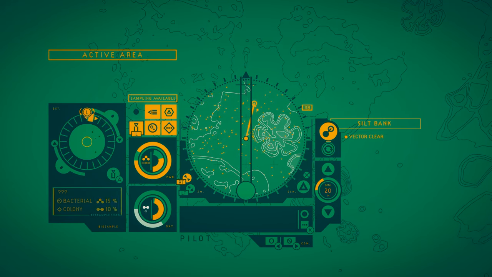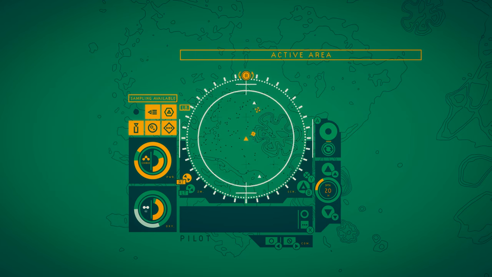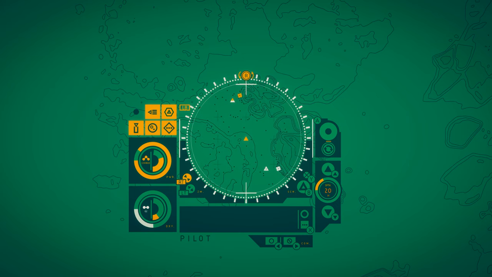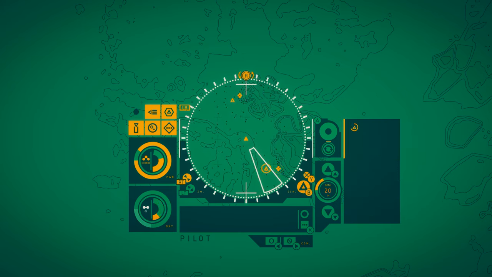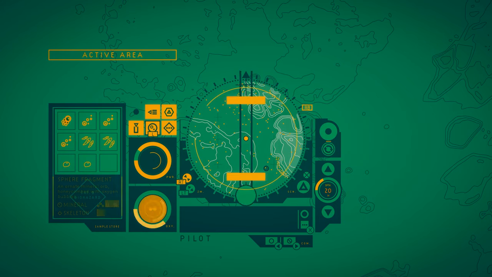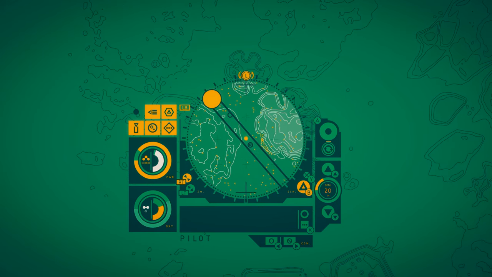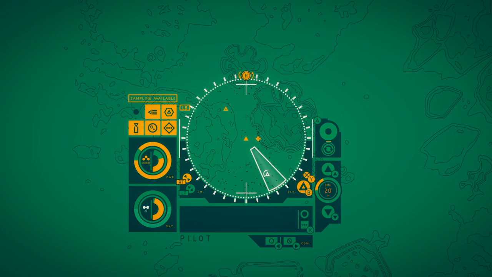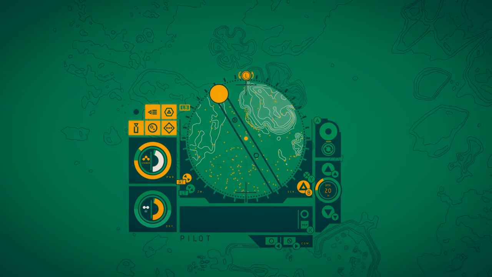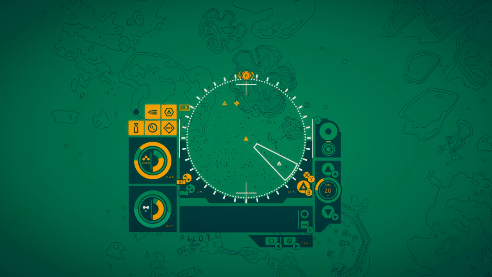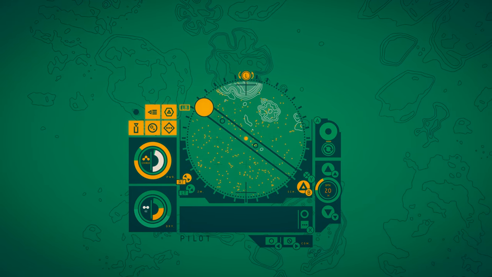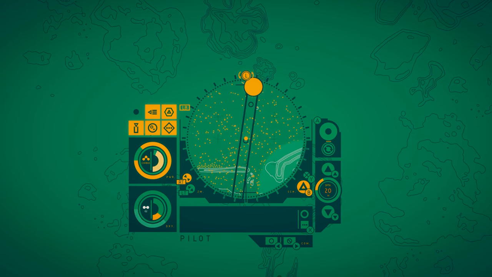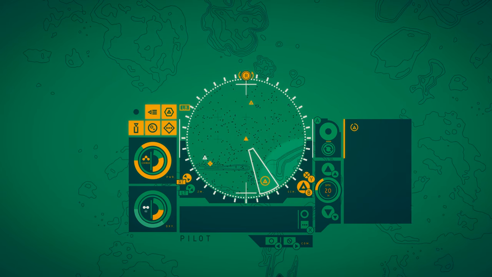Can I get samples real quick? Can't read that, unfortunately. Hold on. Oh, that's something new. We got one of it, though. We gotta be near the research base. Research site is what it said. Get in there.